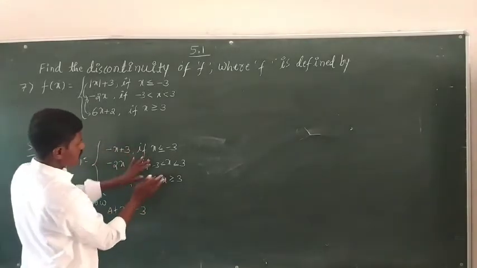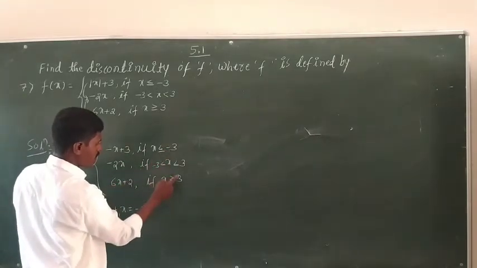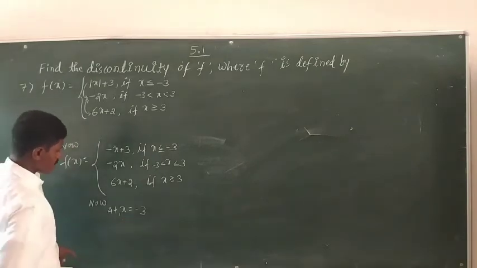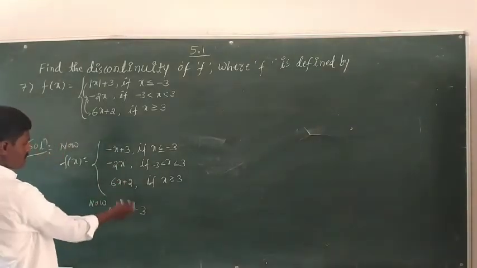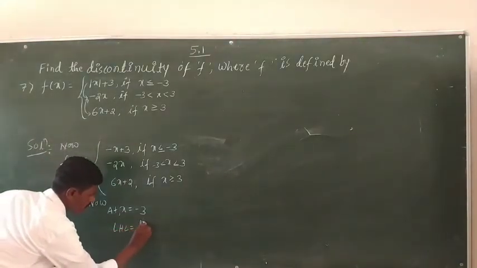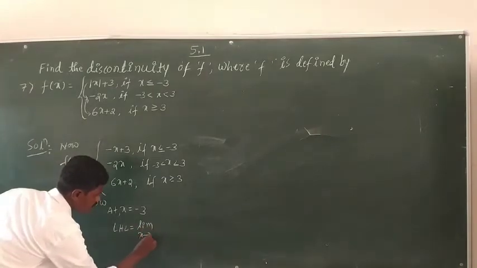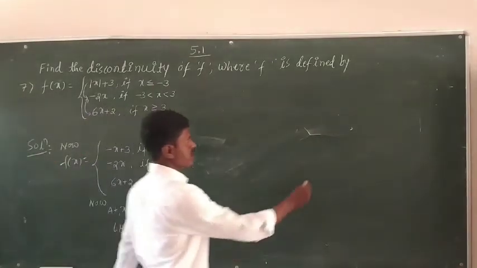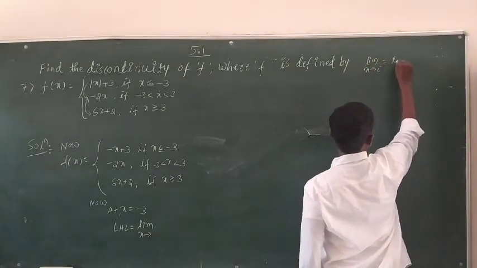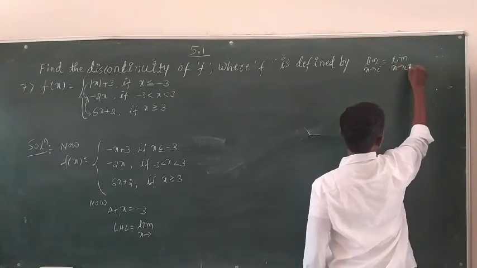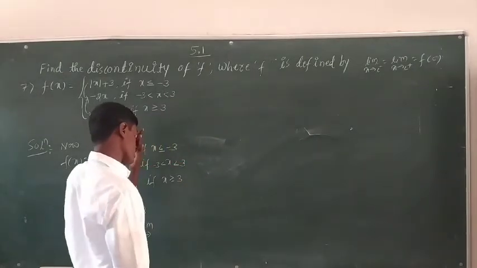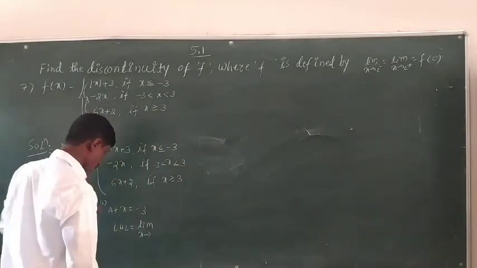Here there are two points to check: one is minus 3 and the other is 3. First, we check the continuity of the function at x equals minus 3. The function is defined in pieces, hence we use the LHL and RHL. We already know the identity: the limit as x tends to c minus equals the limit as x tends to c plus equals f of c. If the function satisfies this condition, then the function is continuous. Otherwise, it is discontinuous.